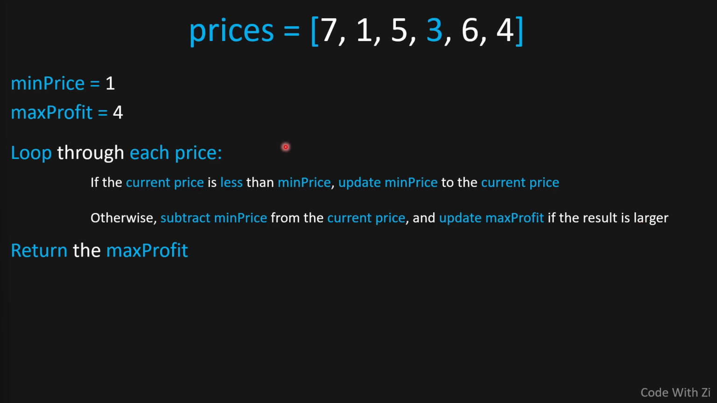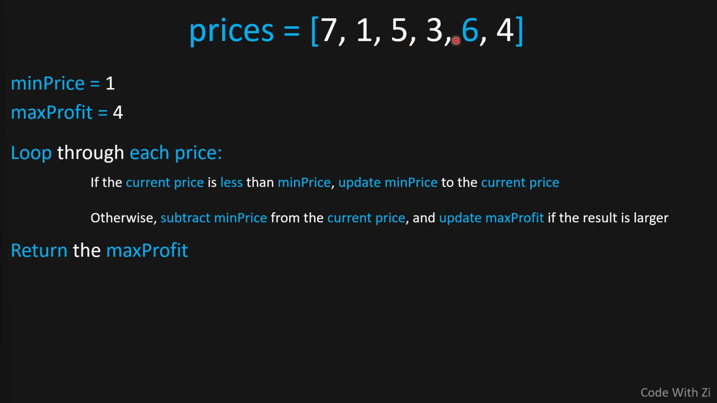In this round, we're gonna check if the current price is less than the min price. Well, 3 is not less than 1, so we're gonna ignore this if statement and we're gonna check this one. We're gonna check if we subtract min price from the current price, meaning 3 minus 1, that's gonna be equal to 2. Is it gonna be larger than our max profit? Well, no, because 2 is smaller than 4, so we're gonna keep max profit as it is, and we're gonna move on to the next round, like so.